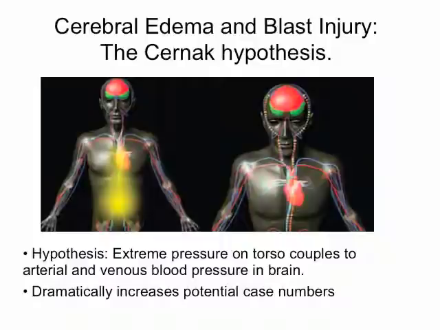And the current hypothesis, partly confirmed in animal models, is that extreme atmospheric overpressure on the torso couples a pressure wave to the arterial and venous blood vessels into the brain, and this can result in a transient and very dramatic increase and then decrease in blood pressure in the brain. This results in shear damage to the different tissues within the cerebral cortex.